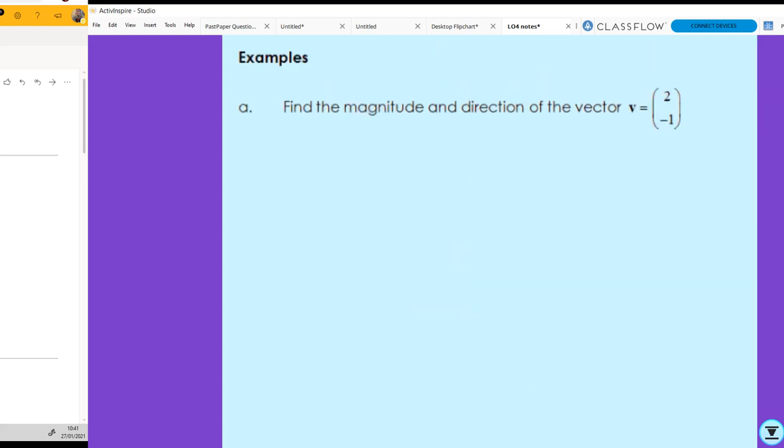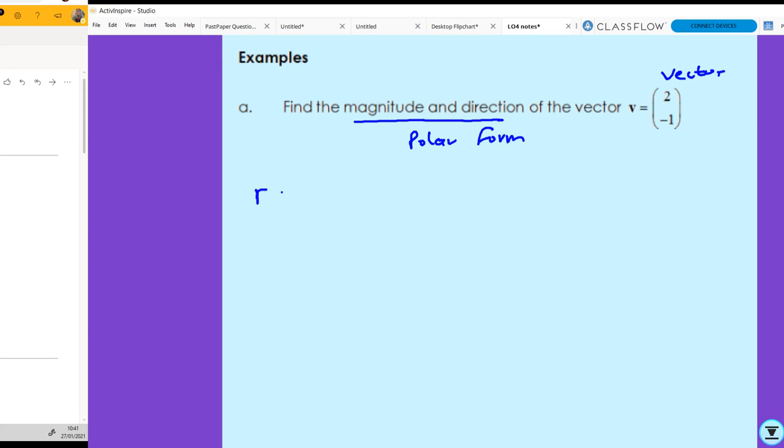So here's my first example. Find the magnitude and direction of vector v, which is x component of 2, y component of negative 1. So right now, this is a vector. To find the magnitude and direction, we're going to change it into what's called polar form.